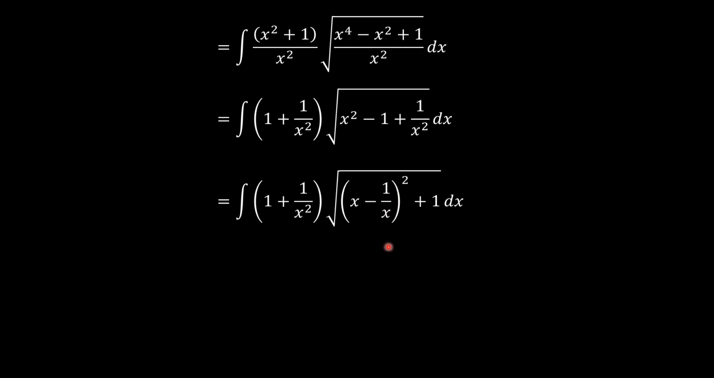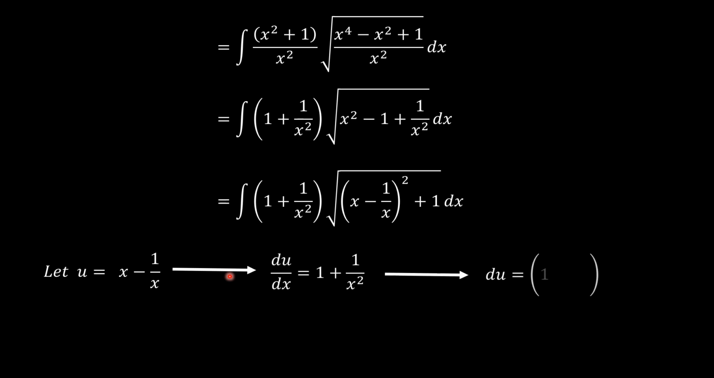So, as you can see, this here is the derivative of whatever is inside the bracket here. So we can go ahead and say let u be equal to x minus 1 over x, such that du dx is the same as 1 plus 1 over x squared. And so du can be used to substitute the product of 1 plus 1 over x squared and dx as shown here.